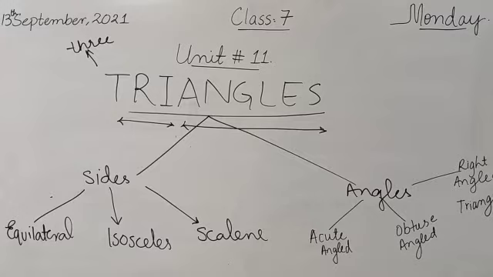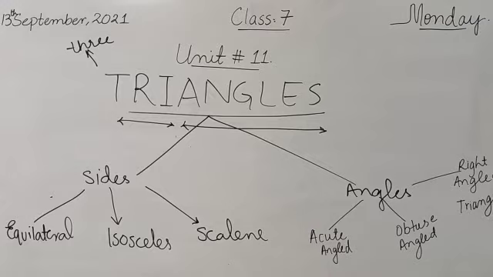Now, what is an obtuse angle? Good. An angle greater than 90 degrees, that type of angle is called an obtuse angle. And the third one is right angle. What is a right angle? An angle of 90 degrees, that angle is called a right angle. Okay? An angle which is of 90 degrees, that angle is called a right angle.